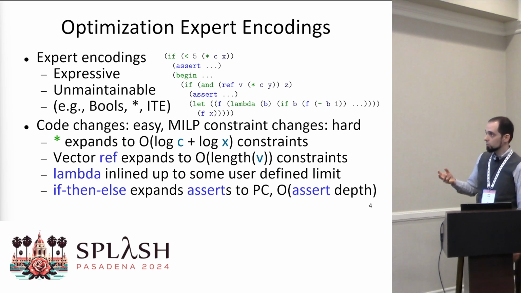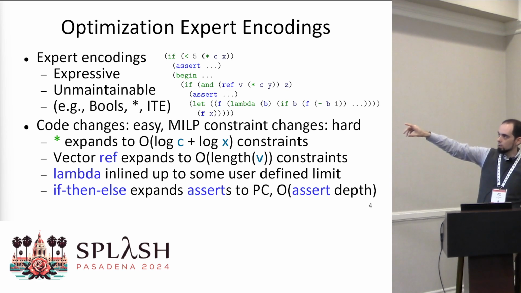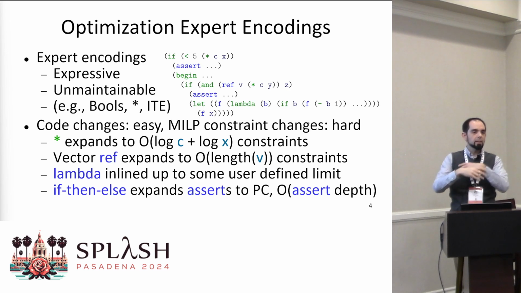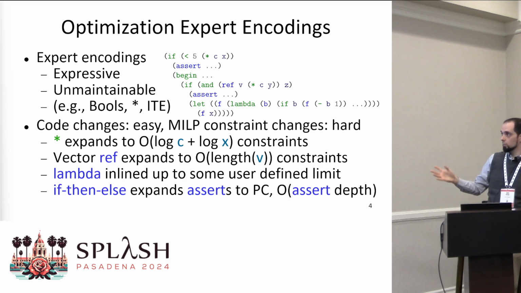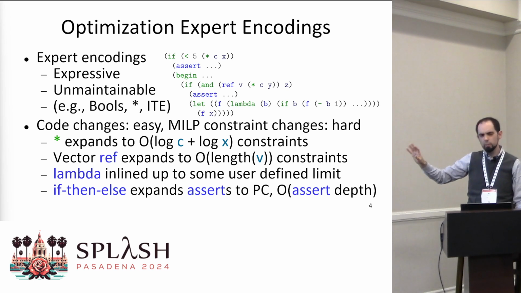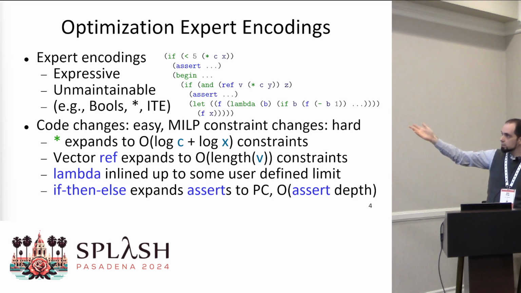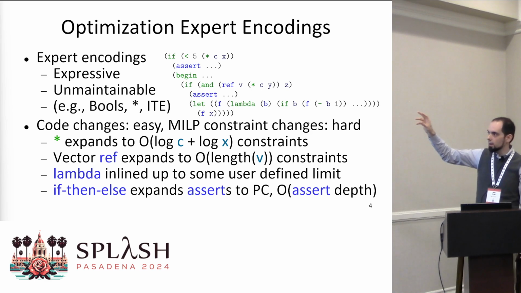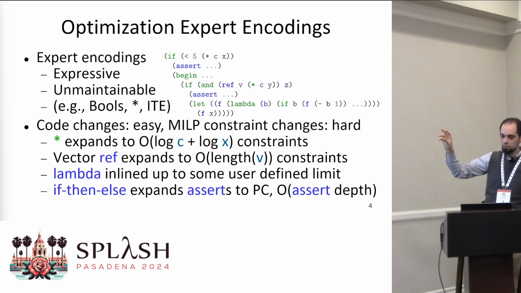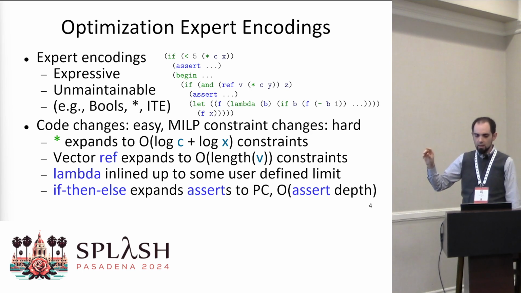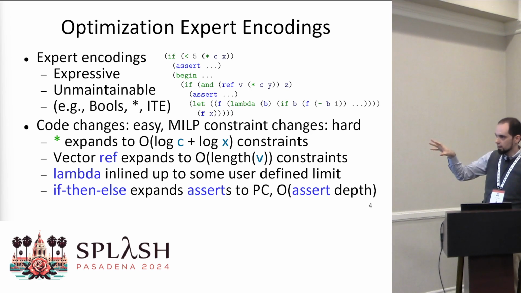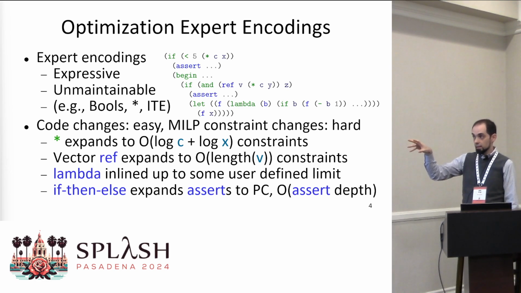So for example, if you want to tweak that lower assert there in the middle of the if-then-else, you want to pull that out to a different part of the program, suddenly everything else in the program needs to change: all the variables, the vector referencing, the Boolean algebra, maybe, maybe not, but the inlining of the lambda has to change, etc., right? But ostensibly, we can change that code very easily. The MILP constraints, not so easily, and that's because the expansion here is, like I said, complex.